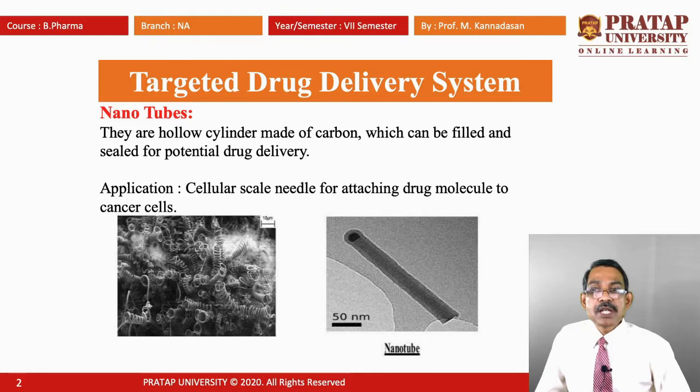Mostly these nanotubes are applied as a cellular scale needle. That means the drug is delivered inside the cells by attaching drug molecules, into the cancer cells by the nanotube mechanisms.